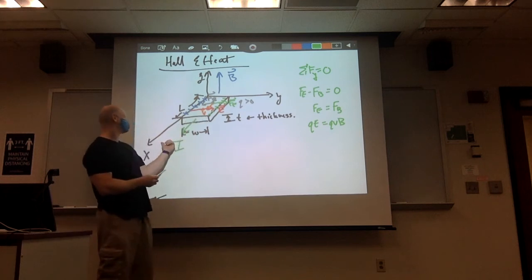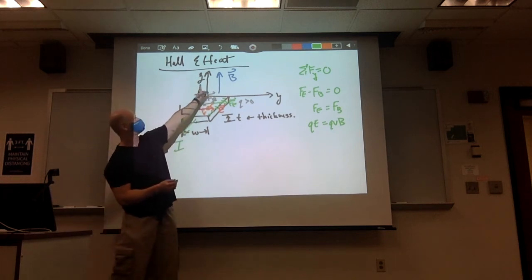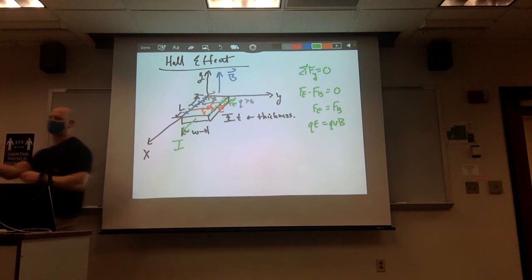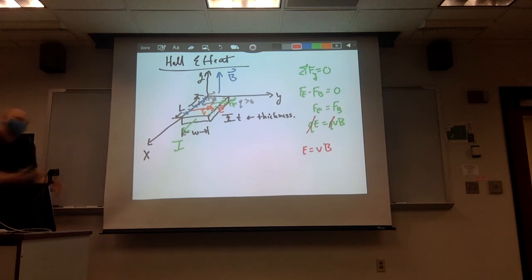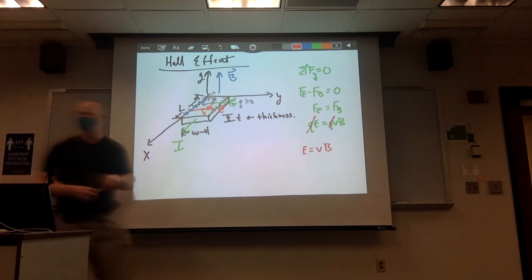But again, the velocity is in the x direction, magnetic field is in the z direction. What's the angle between those two things? 90 degrees. Sine of 90 is equal to 1, so the sine portion goes away. So in this case, the q's are going to cancel. So I'm left with the electric field equal to the velocity times the magnetic field. This thing is effectively a velocity selector that we talked about last night.